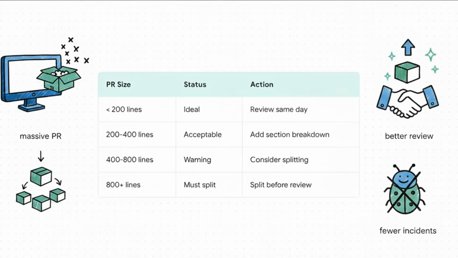Under 200 lines, that's ideal. Once you cross into the 400-line territory, you're definitely in the warning zone. And if it's over 800 lines, you absolutely must split that PR up before even requesting a review. It's simple. Smaller PRs equal much better reviews and way fewer incidents.